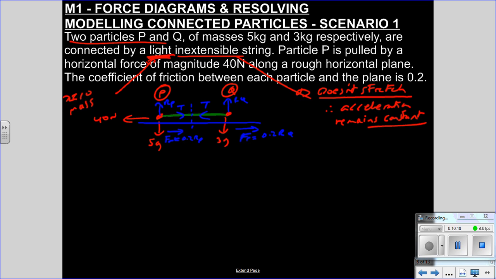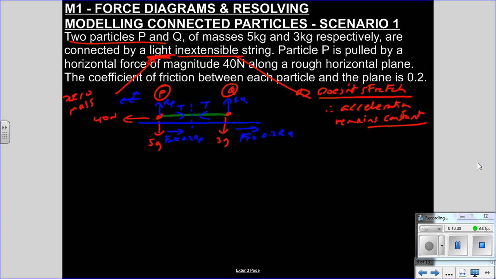So I've now modeled this situation, and we can find certain things with it now. And as it's being pulled by 40 newtons, I'm going to assume it's accelerating that way. Notice the double label again. Okay, so how do we do this? It's the same thing.